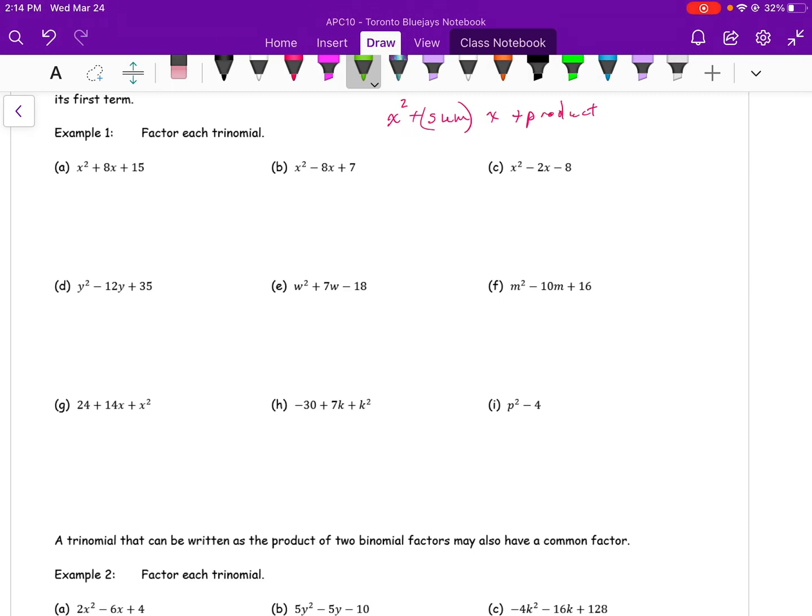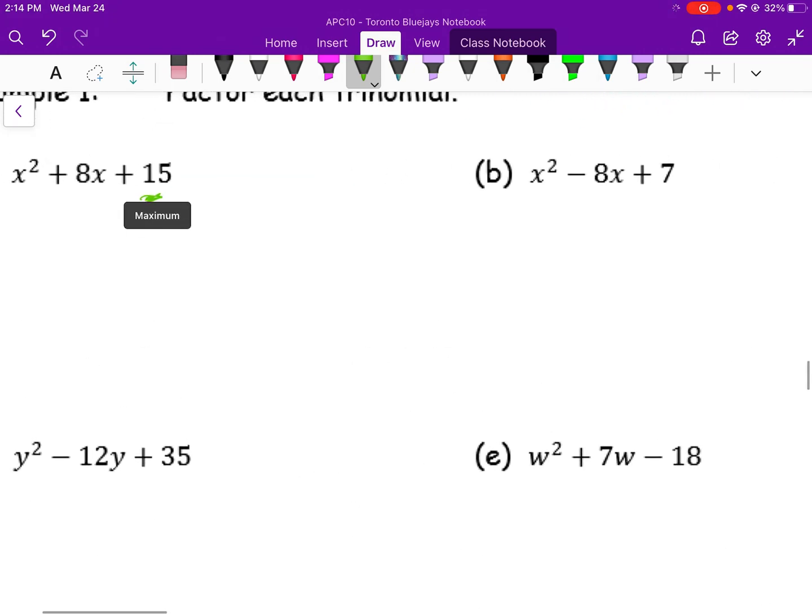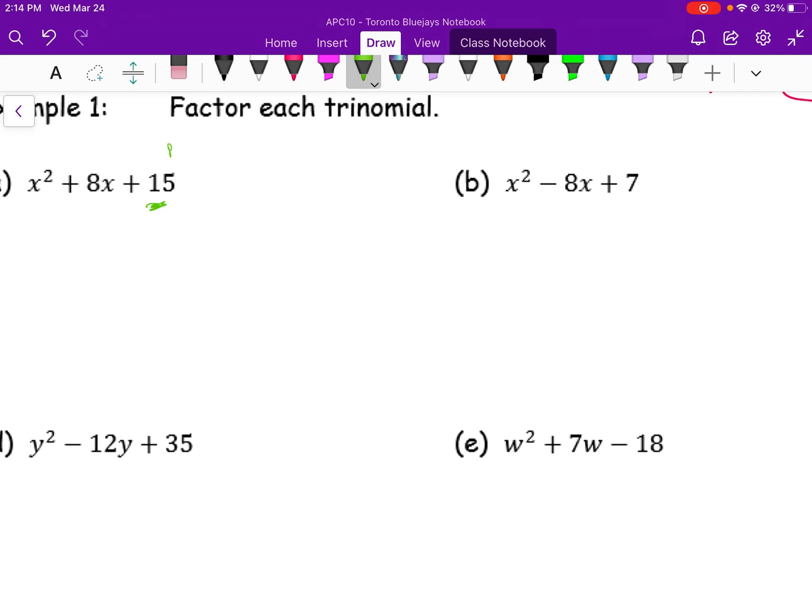So right now, what we need to do is determine which numbers have a product of 15 but whose sum is 8. Tell me two numbers that multiply to 15 but add to 8. So we open up our brackets, a binomial. X's go first. I'm hoping that you're saying 3 and 5. Those two numbers multiply to 15 but add to 8.